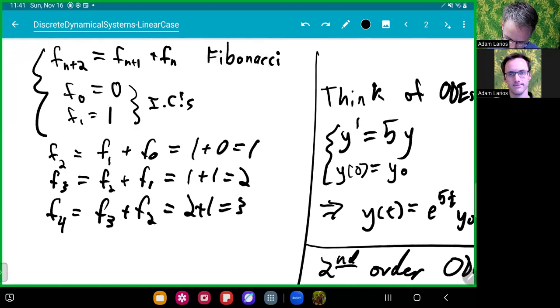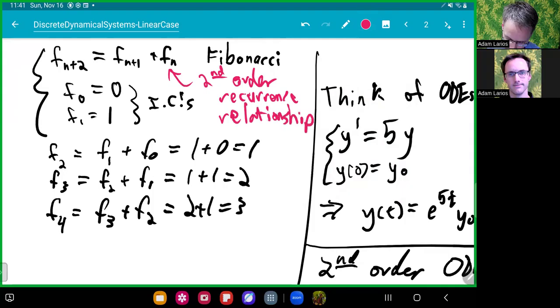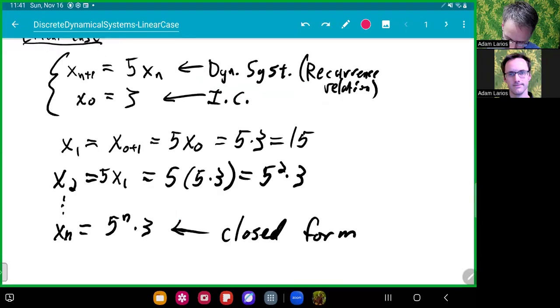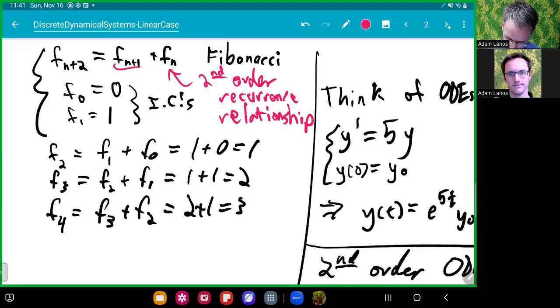Well, this Fibonacci sequence is what's sometimes called a second order recurrence. So this is a second order recurrence relationship. And the previous one is called first order, because here you need the previous two pieces of information to figure out what the next one is. If I only know one of the Fibonacci numbers, I can't get the other one.